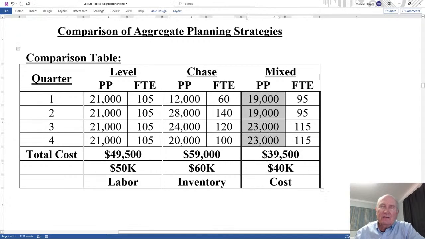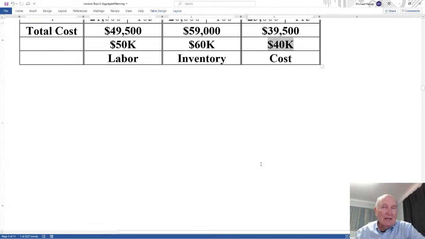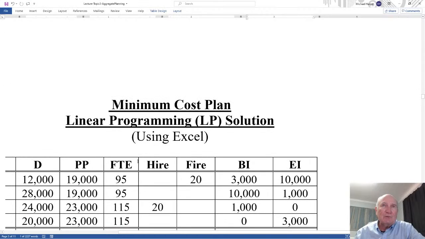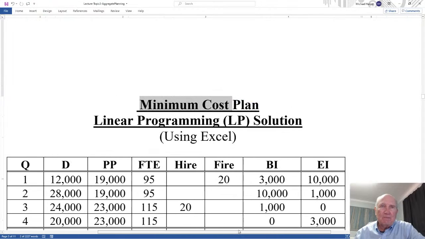What if I could solve for a production plan that minimized that cost? And you can, and you do that with something called linear programming. Linear programming is an optimization technique which determines the minimum cost production plan.